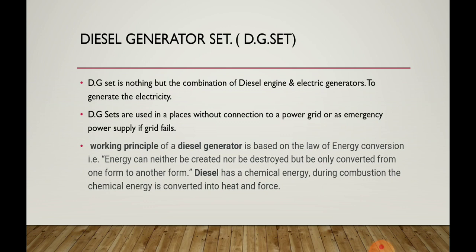The next is the diesel generator set. It is also known as the DG set. A DG set is nothing but the combination of a diesel engine and an electric generator to generate electricity. DG sets are used in places without connection to a power grid or as an emergency power supply if the grid fails. Sometimes when the grid fails, at that time DG sets are used as the power source.